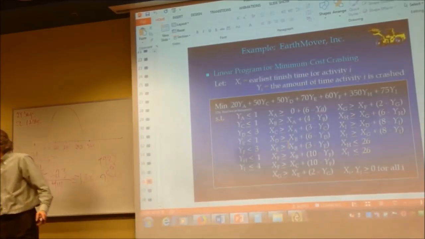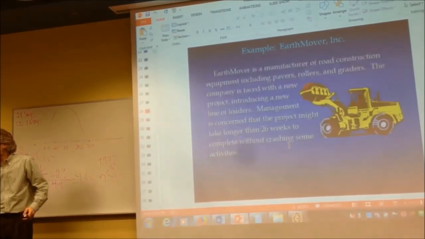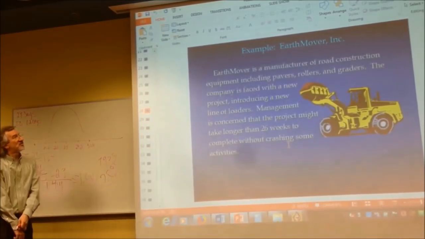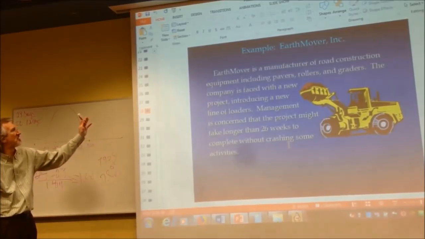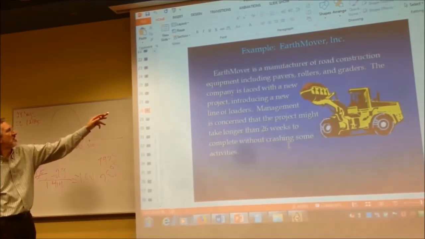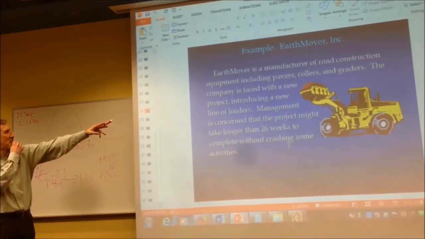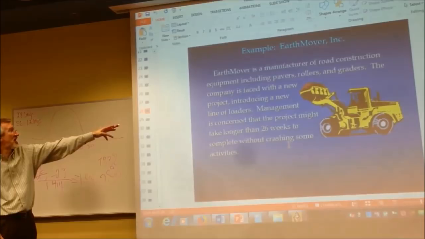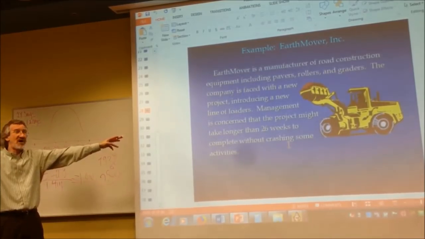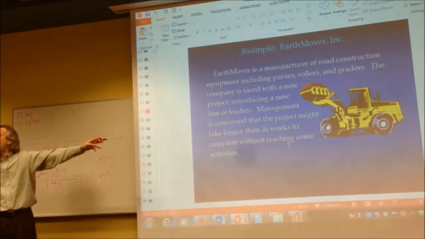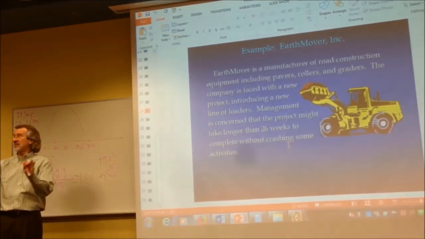All right, you ready for the story and the description here? You're working for this earth-moving company. You've been handed this project. It's a new loader, right? Manufacturing road construction equipment, pavers, rollers, graders. The company's faced with this new project, a new line of loaders. Hey, you've been here for a while. You're a shining star. We're handing you a project. We want to do a new line of loaders. Take the lead on this.